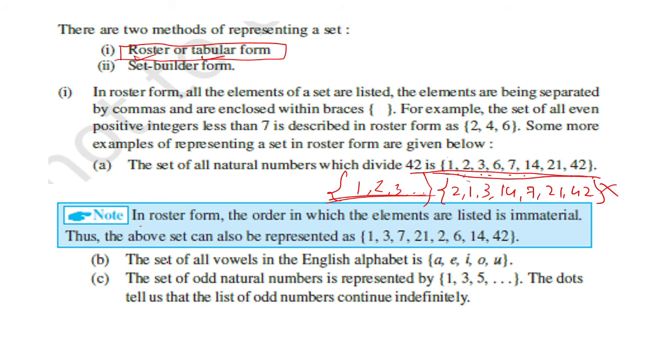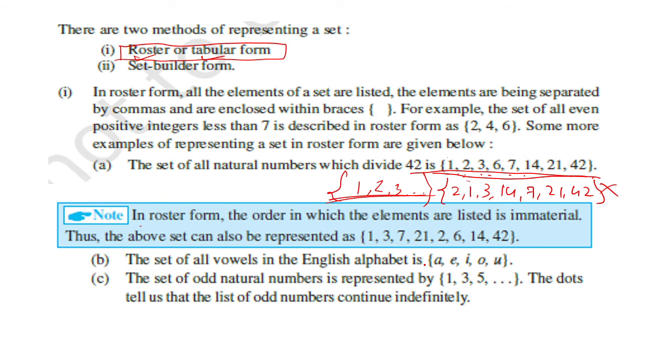The set of all vowels in the English alphabet in roster or tabular form is a, e, i, o, u, with comma notation. Next, the set of all odd natural numbers is represented by 1, 3, 5, and it will continue like this. It will never end. The dots tell us the list of odd numbers continues indefinitely.